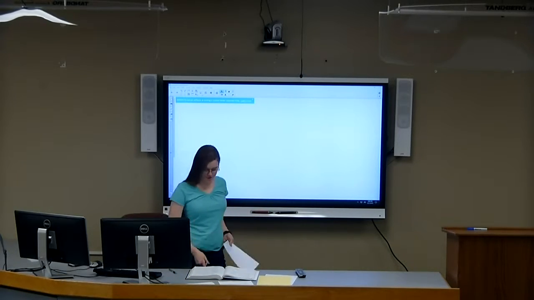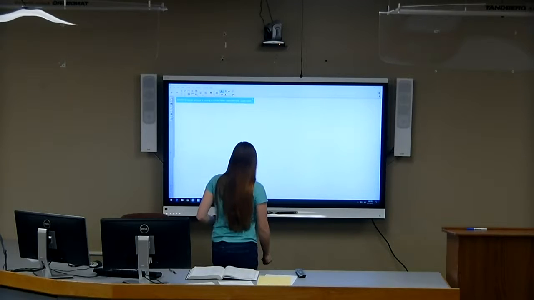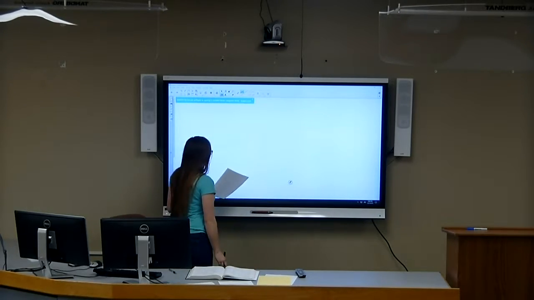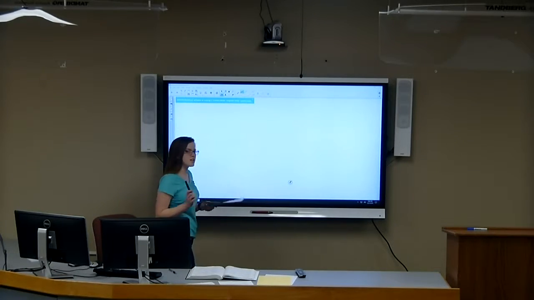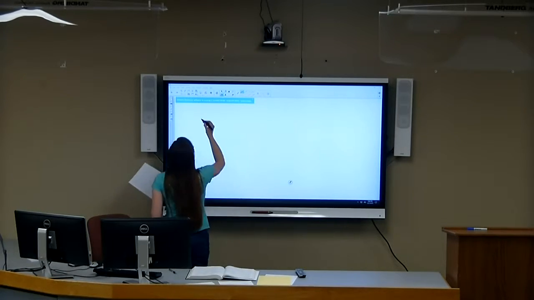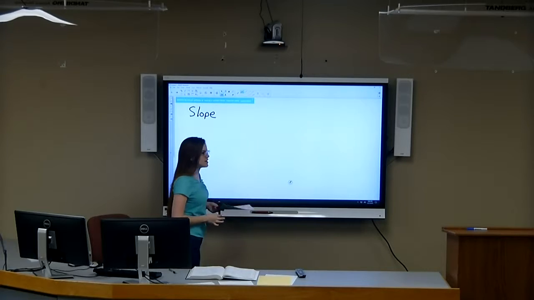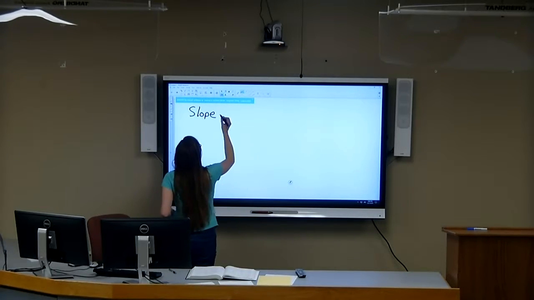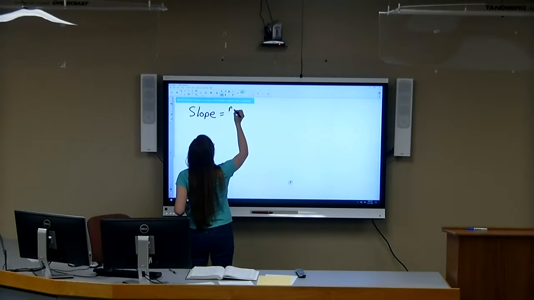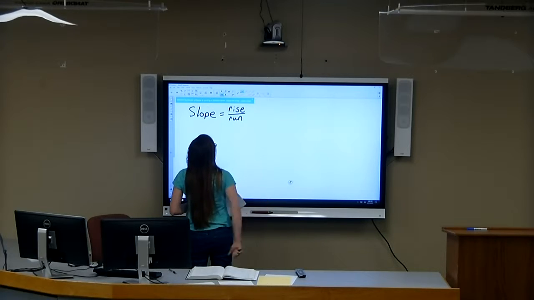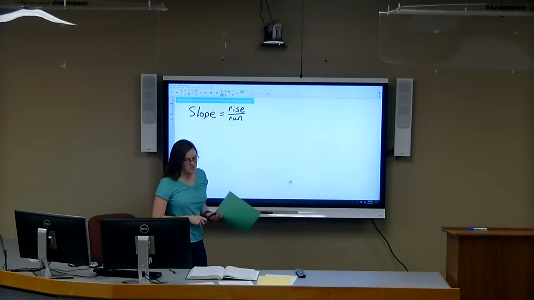I have green paper today, which I'm very excited about, believe it or not, because it's just prettier than my other paper. So, one of the things you're definitely going to need for this section is to know how to find the slope of a line. You find the slope by using rise over run form. What might that mean, you ask?